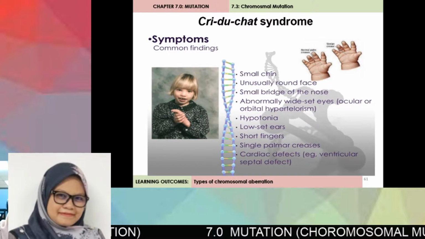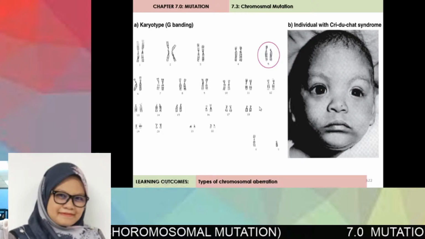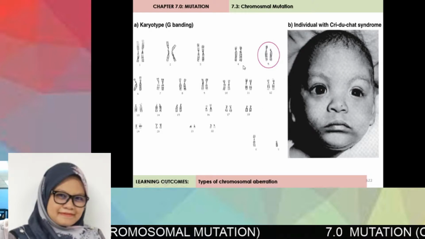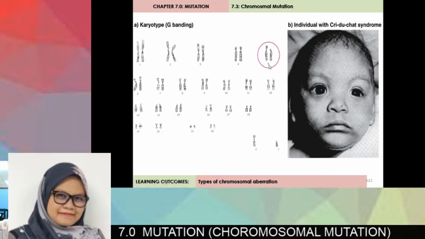Okay, here again this is the karyotype. If the question asks you to state the disease or disorder shown by the person with this karyotype, look at pair number 5. One of the chromosomes lost its segment, so this means gene deletion at chromosome number 5. So this is Cri-du-chat syndrome.